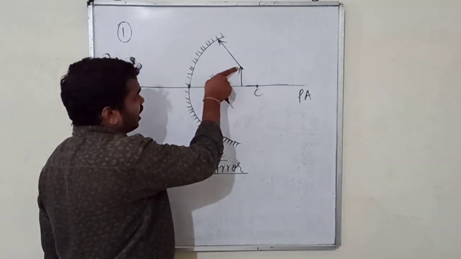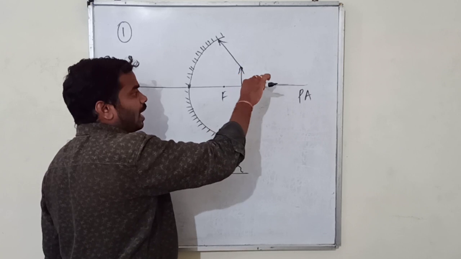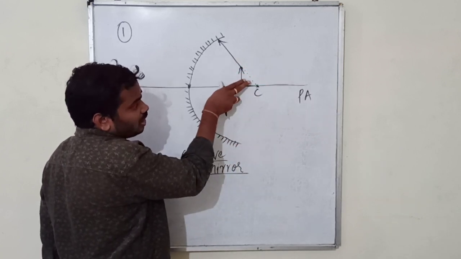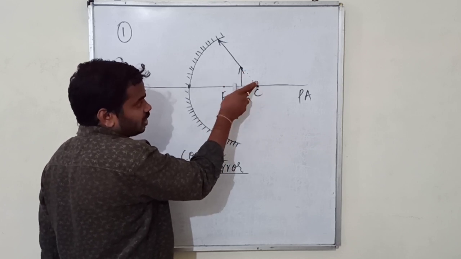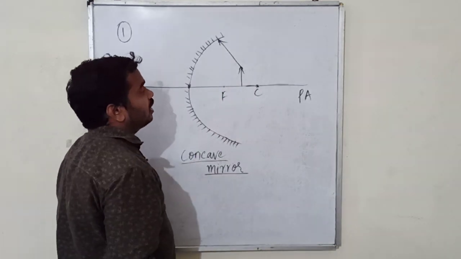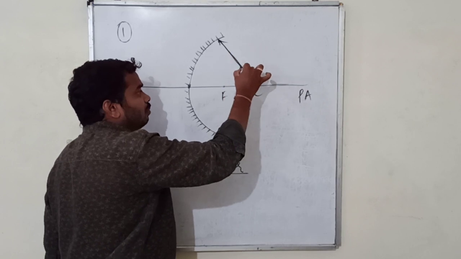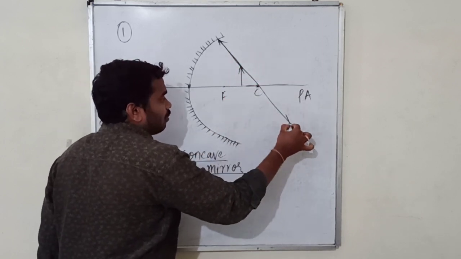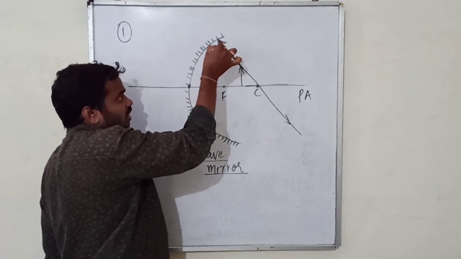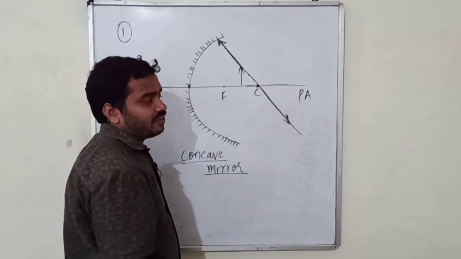This incident ray, obviously it is not passing through the center, but if you extend it back, it has to be in such a way that it passes through the center. Now you can say this incident ray is passing through the center. Then obviously the reflected ray will pass through the center of curvature. Remember, if this is the incident ray from here to here, the reflected ray retraces the same path and passes through the center of curvature.